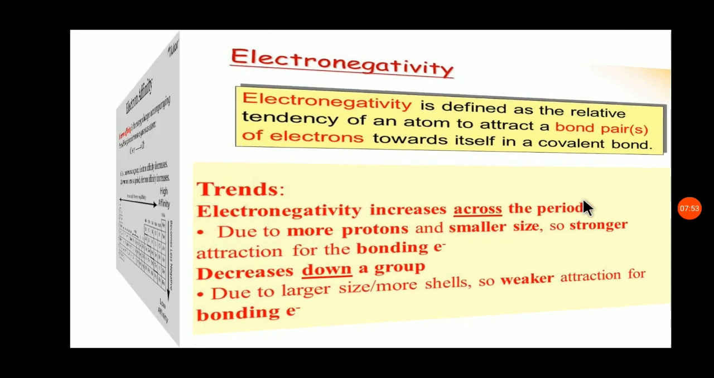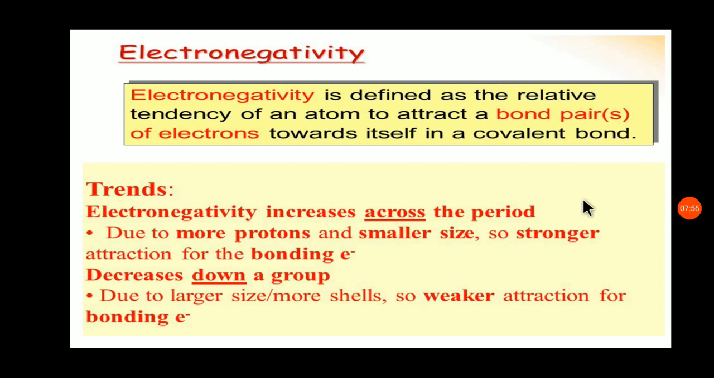Next, electronegativity. Electronegativity is defined as the relative tendency of an atom to attract a bond pair of electrons towards itself in a covalent bond. Periodic trends in electronegativity. Electronegativity increases across the period because of smaller size.